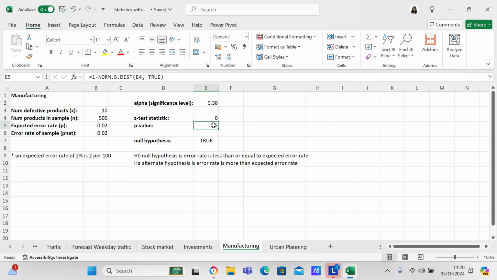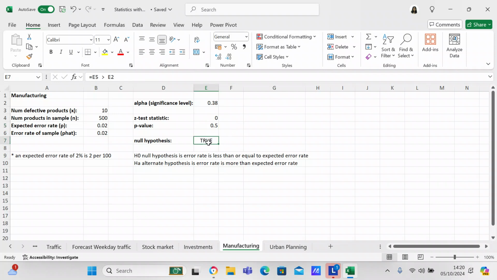So we check our p-value. The p-value is your probability, and it's 1 minus norm.s.dist. E4 is your Z test statistic, and true means it's cumulative. And this is just the formula that I found on the internet, and it works.